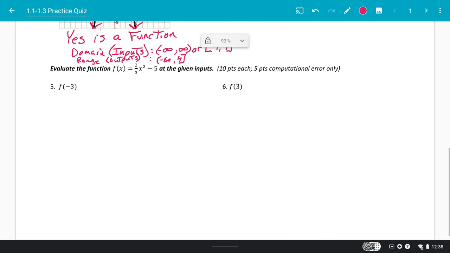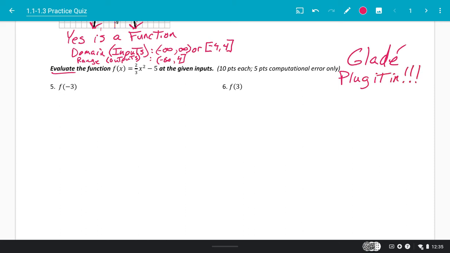Moving on to 5 and 6. Number 5 and 6, I need to evaluate the function. What does that mean? Plug it in, plug it in. That's all I got to do is plug it in.